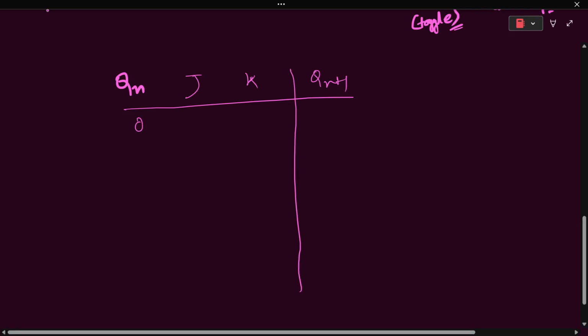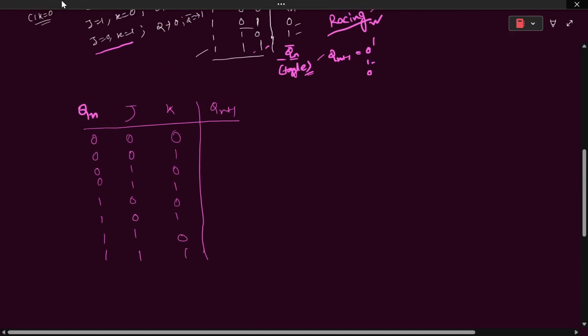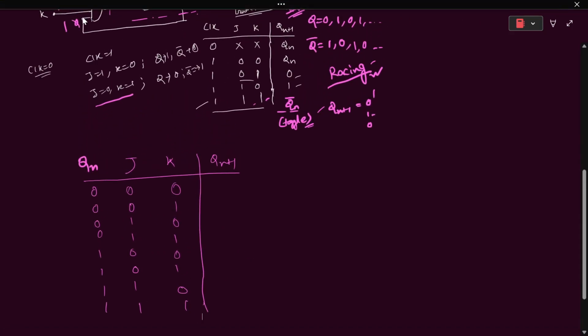Okay, 0 0 0, then 0 0 1 1 0 0 1 1. After that, 0 1 0 1 0 1 0 1. Now we must identify the values of Qn plus 1 using the truth table of a JK flip-flop. This is the characteristics table of a JK flip-flop.